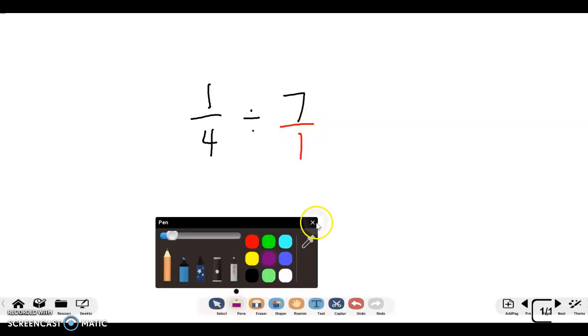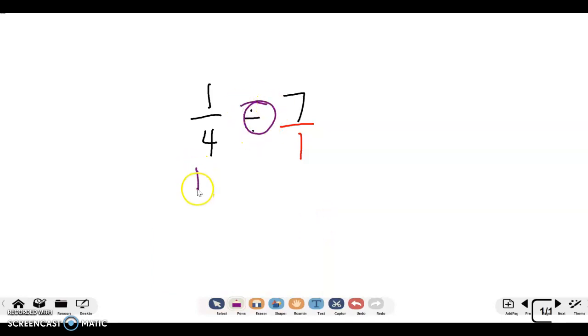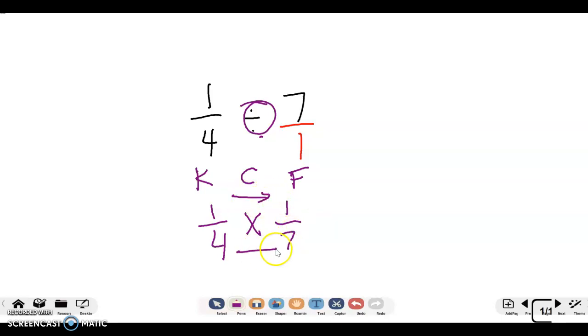And then we have to remember that when we see the division sign, it tells us to keep the first fraction, change the sign, and flip the second fraction. So we keep 1/4, we change the division sign to a multiplication sign, and then we flip our last fraction. So instead of 7/1, it's going to be 1/7. And then we multiply across the top and the bottom. So 1 times 1 is 1, and 4 times 7 is 28. So we end up with 1/28.